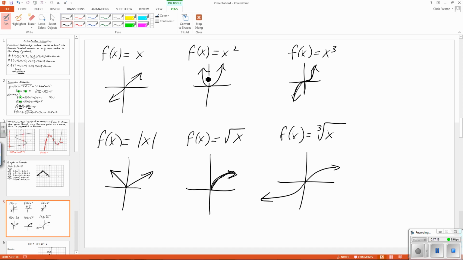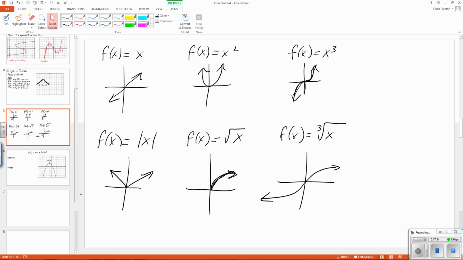x to the fourth looks a little like x squared. x to the fifth looks like x to the third. x to the sixth looks a little bit like x squared. So even powers, odd powers, same thing with roots. Even roots look a little like this. Odd roots look a little like this. So this gives you an idea. If you're not getting that kind of shape, you probably need to pick more points.